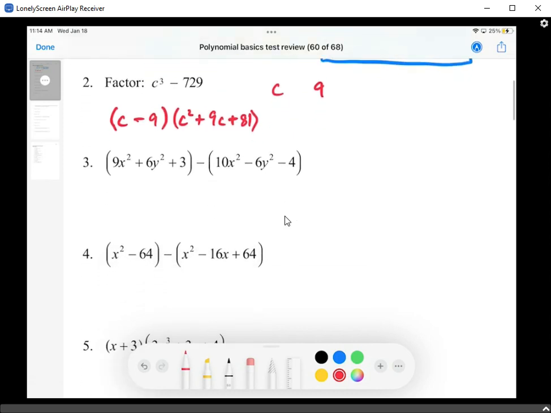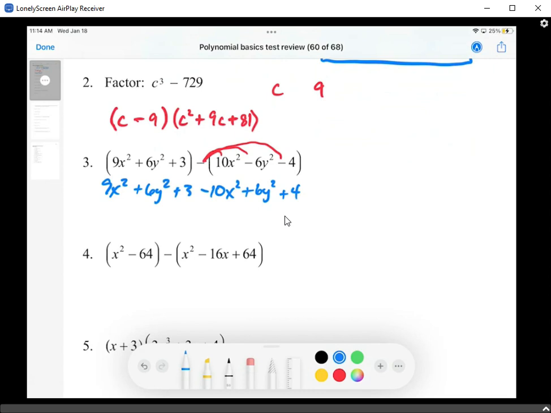Problem number three, we're subtracting polynomials. Once again, this should not take too terribly long, except something to watch for would be making sure we distribute this negative to everything in the second set of parentheses. So I'm just going to rewrite the whole thing: 9x squared, 6y squared plus 3. And now I'm going to rewrite the second set with the negative already distributed. So it'll be negative 10x squared plus 6y squared plus 4.